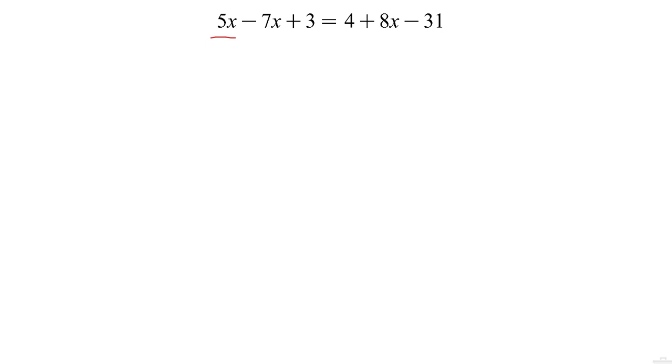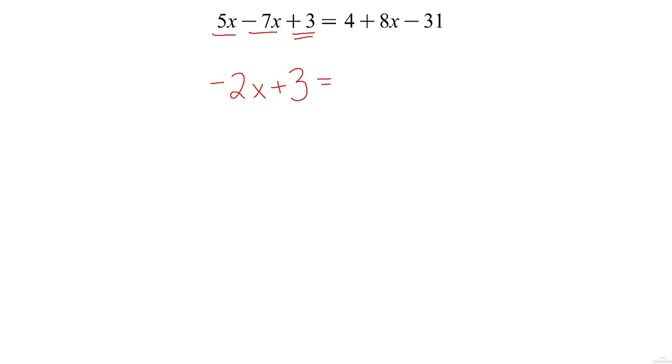So our first step here is going to be to combine like terms. But when we combine them, we're only worrying about each side separately. So on this side, I have 5x and minus 7x and a plus 3. 5x minus 7x is negative 2x. So we have negative 2x plus 3.